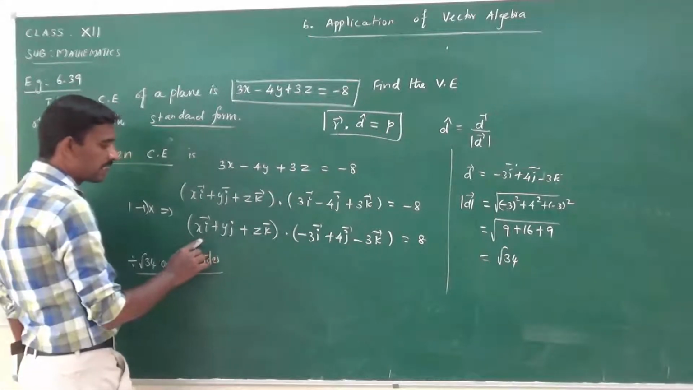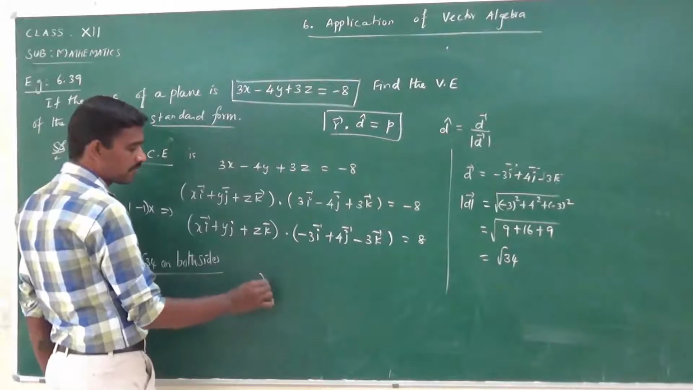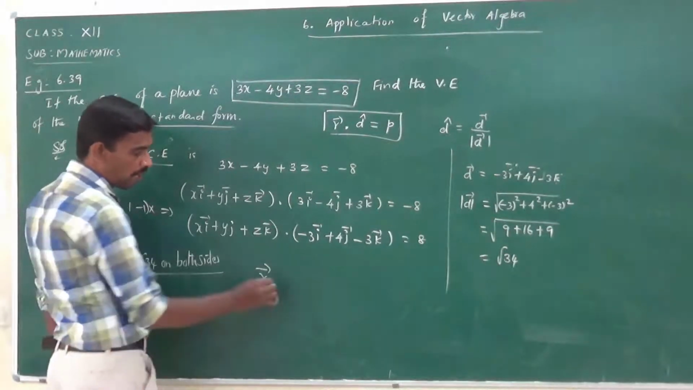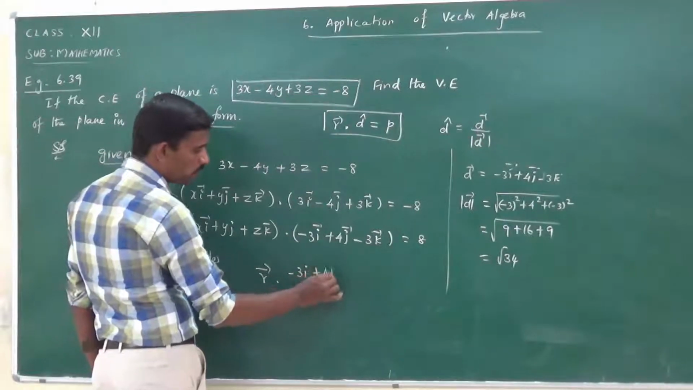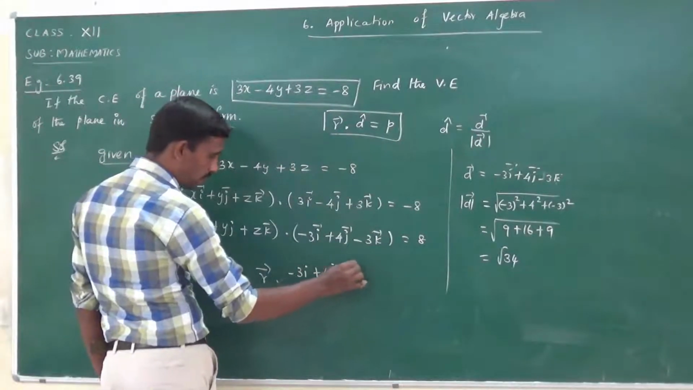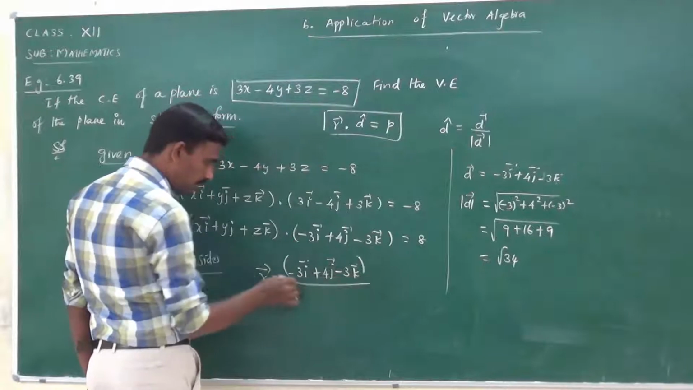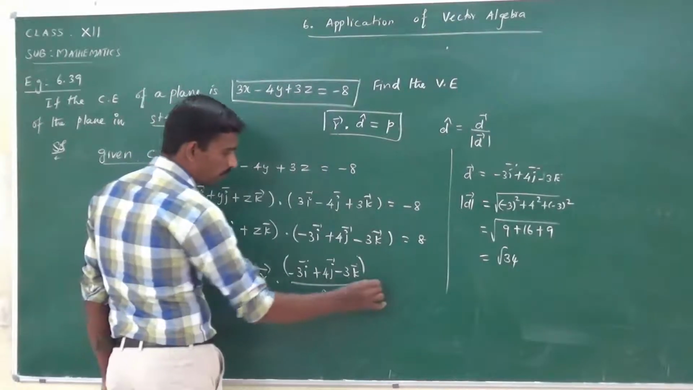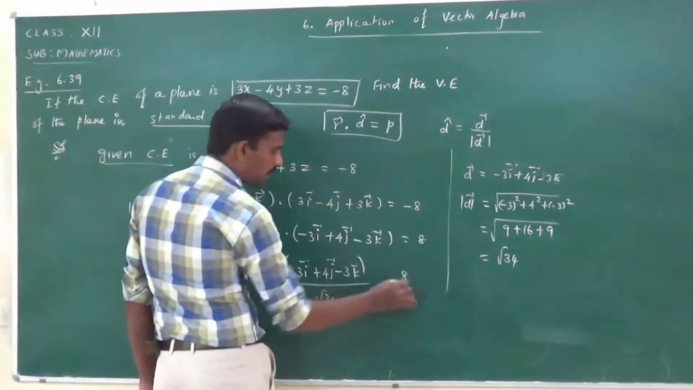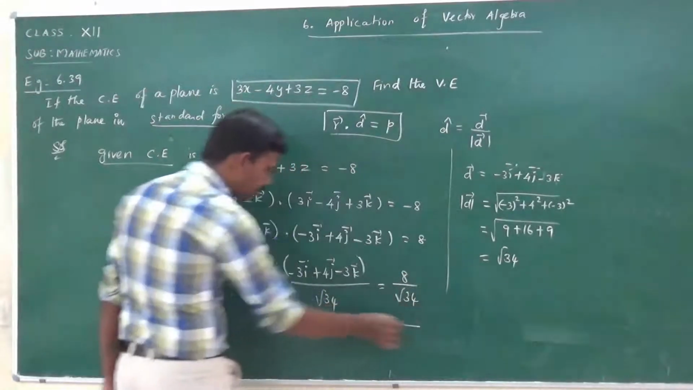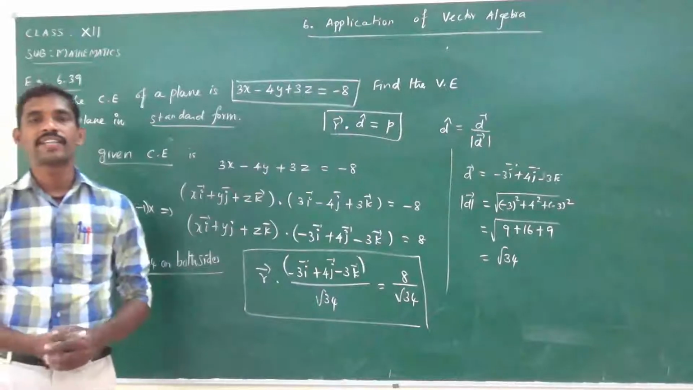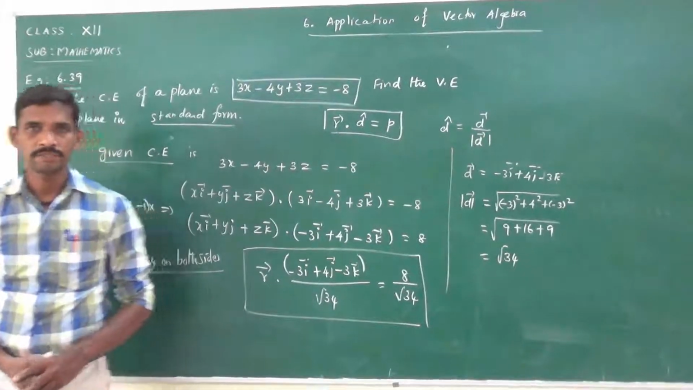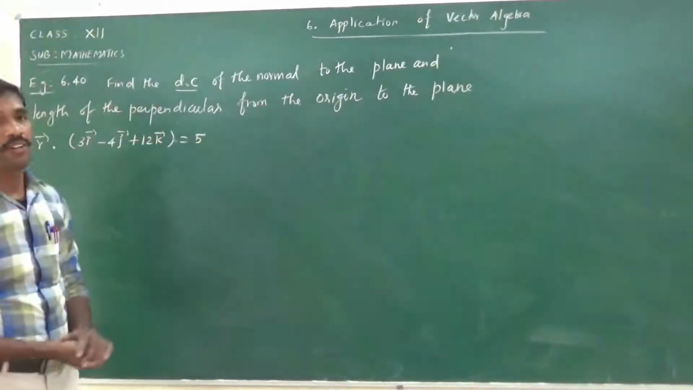So xi vector plus yj vector plus zk vector, simply we can write r vector dot minus 3i plus 4j minus 3k vector divided by root 34, which is equal to 8 divided by root 34. So this is the required vector equation of the plane. Hi students, this is example 40.